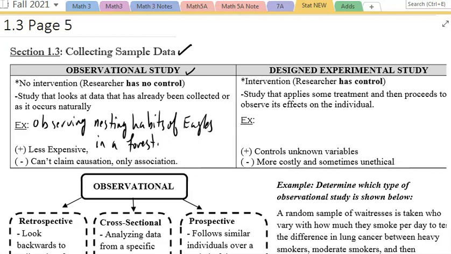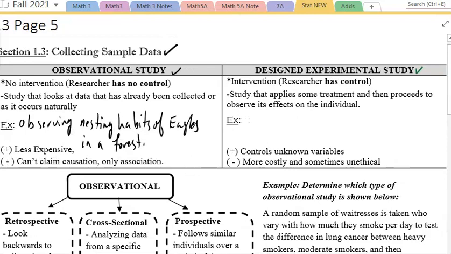Now, designated experimental study. This would be intervention. Researchers have control. It is a study that applies some treatment and then proceeds to observe its effect on individuals. Here, it controls the unknown variable, whatever it is that you're trying to measure. It costs more, and sometimes it's unethical depending on what you're doing.